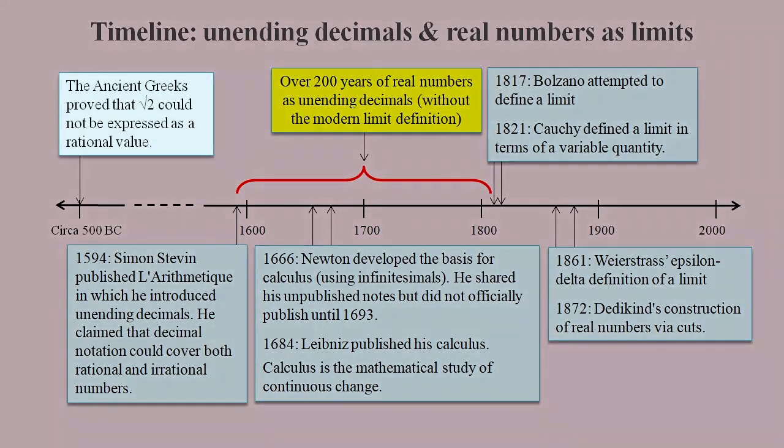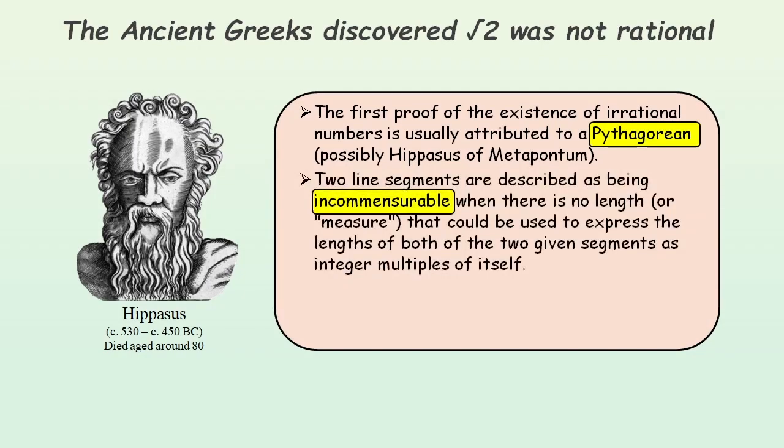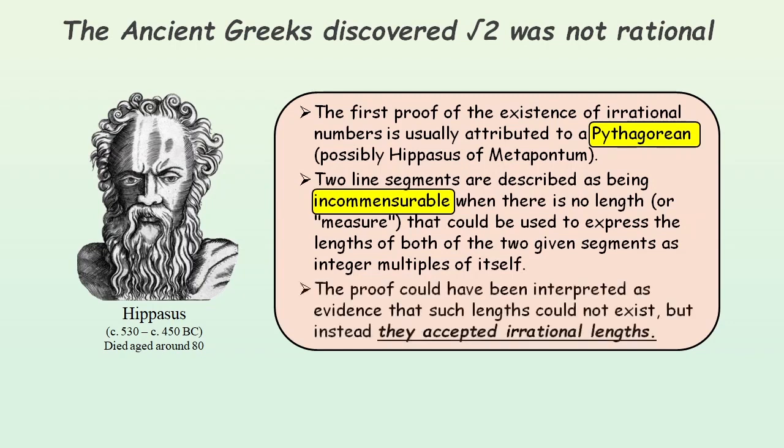It was about 500 years BC when the ancient Greeks proved that the square root of 2 could not be expressed as a rational value. The proof could have been interpreted as evidence that such lengths can't exist, but it seemed more reasonable to them to accept the existence of irrational lengths, and that this amazing information was previously only known by the gods.